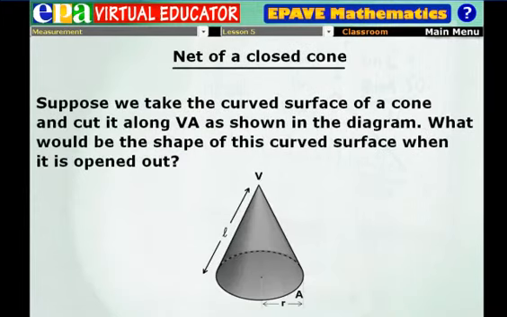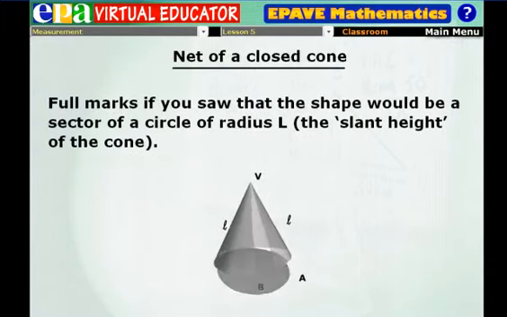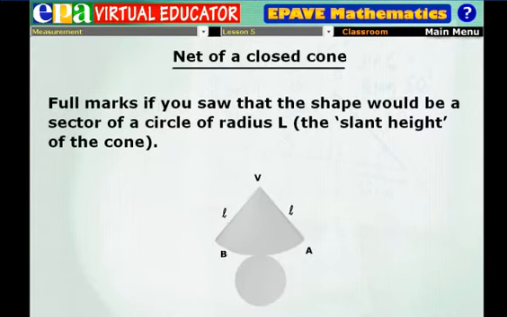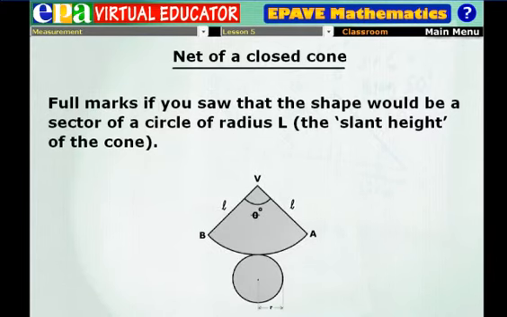Suppose we take the curved surface of a cone and cut it along VA as shown in the diagram. What would be the shape of this curved surface when it is opened out? If you saw that the shape would be a sector of a circle of radius L, which is the slant height of the cone, congratulations.